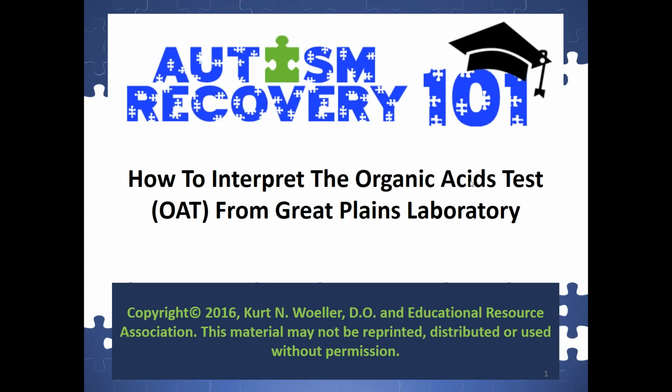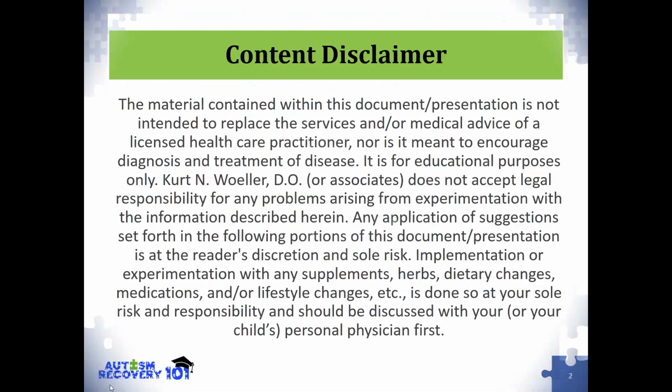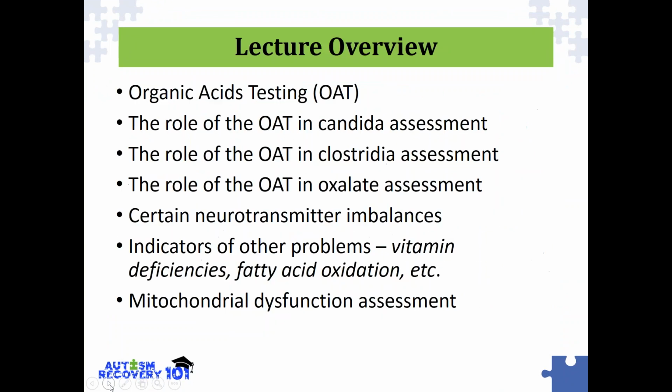This is Module 3. The topic tonight is how to interpret the organic acids test from Great Plains Laboratory. So this will be an interesting talk. For years, I have promoted the use of the organic acids test from Great Plains as a primary tool to assess for yeast, bacterial problems, other metabolic imbalances that are quite common in kids on the autism spectrum.